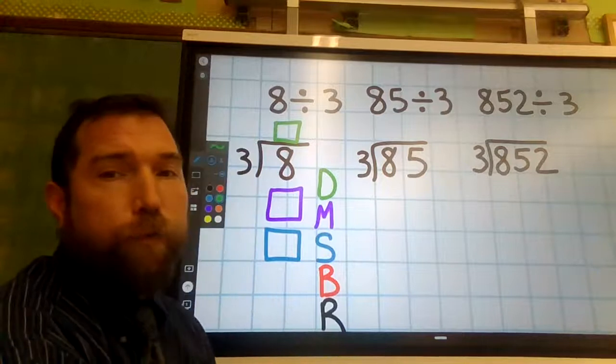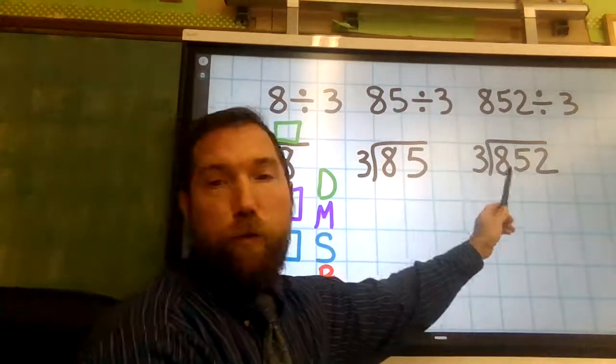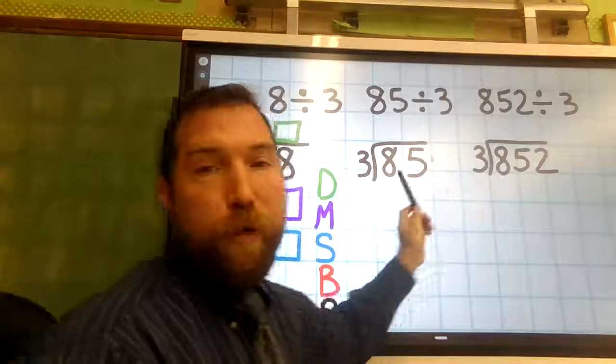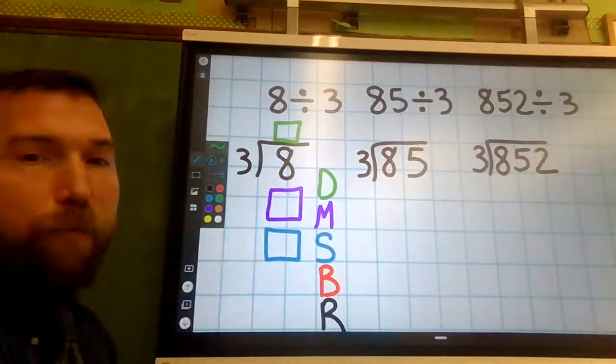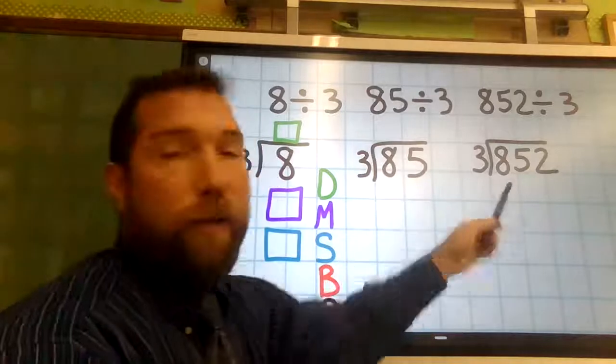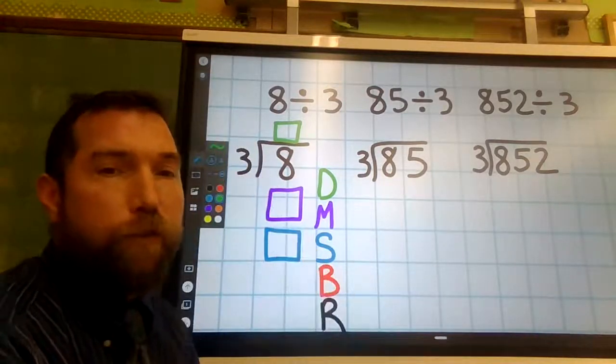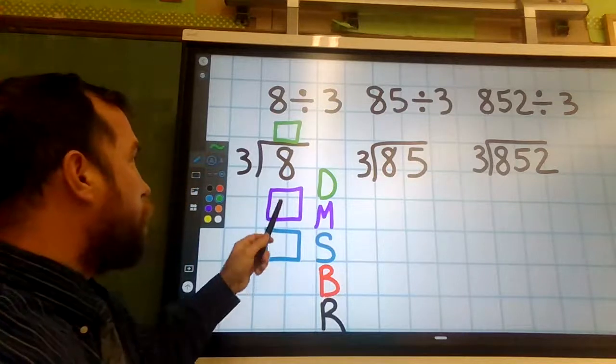I'm going to walk you through basically how we get to over here. Because really, we've been doing 85 divided by 3, and we've done 8 divided by 3 before. Today, we're just going to take that next step over here. Really, it's the same process over and over again. There's just something slightly different here.